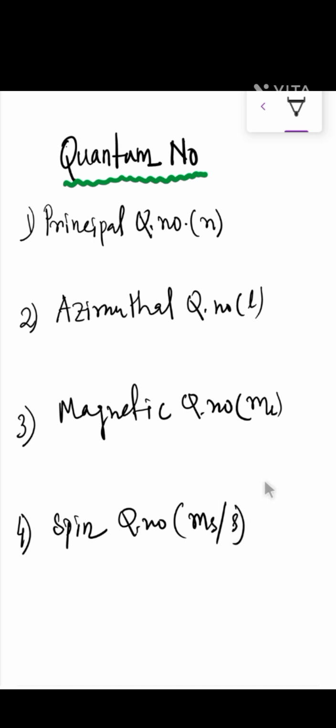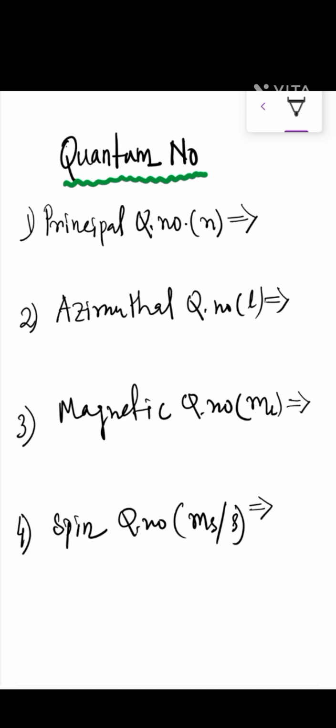Now what is the physical significance of these quantum numbers? The principal quantum number physically signifies the energy of the electron and also the orbit or shell in which it is present. The azimuthal quantum number tells us about the shape of the orbital. The magnetic quantum number tells us about the orientation of the orbital, and the spin quantum number tells us about the electronic spin in an orbital.